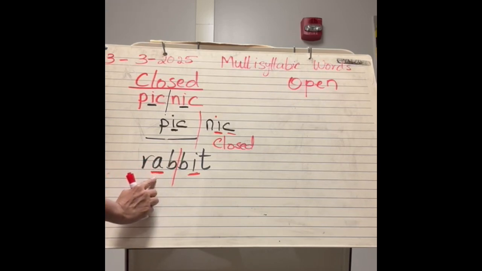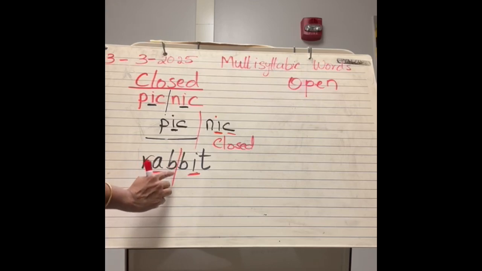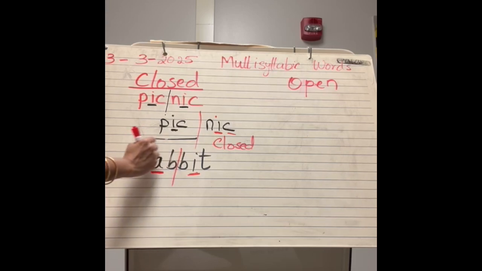What's the vowel here? A. Correct. Now, is it followed by a consonant or not? This one, yes, it is followed by a consonant. So when a vowel is followed by a consonant, the syllable is a closed syllable. It becomes a closed syllable.